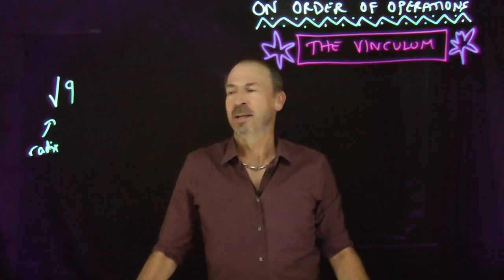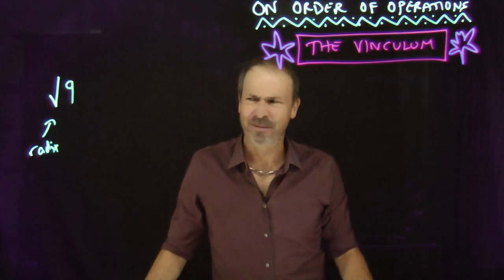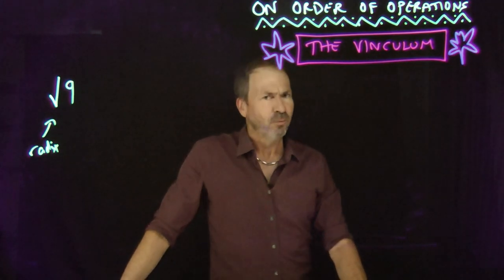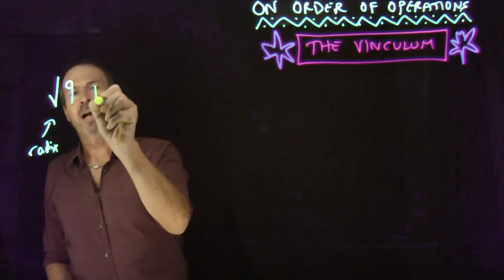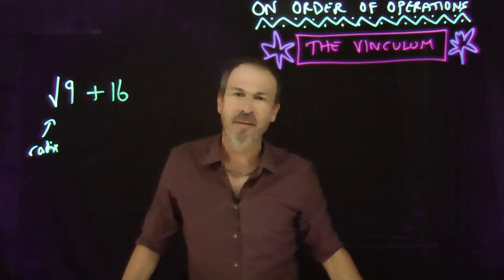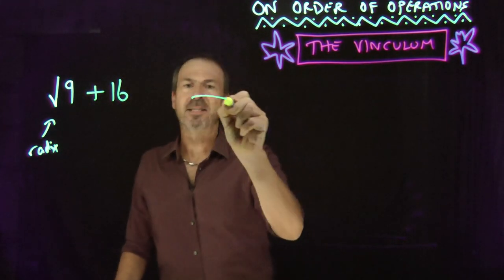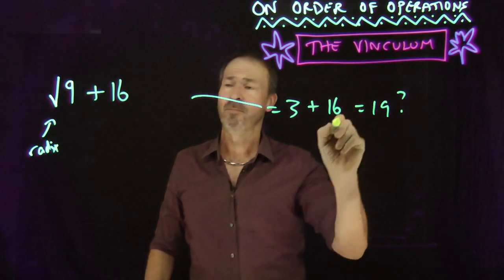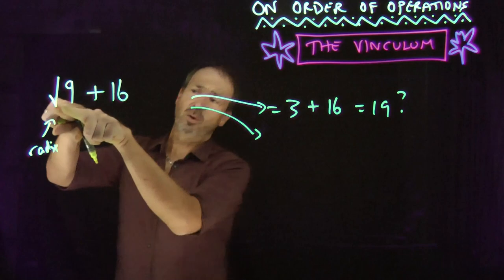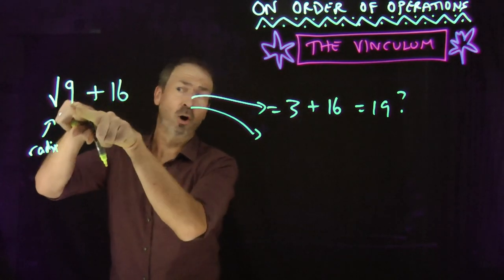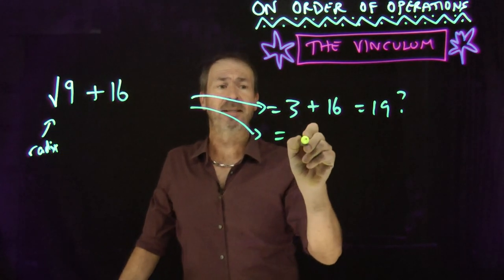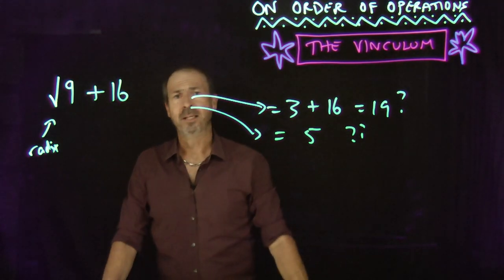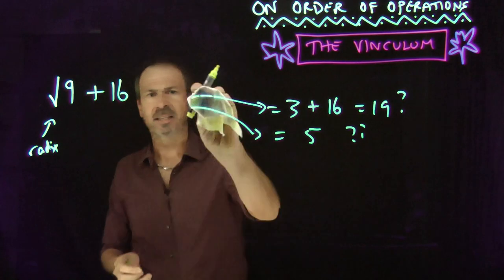Okay, but the thing is, you don't normally see the check mark all by itself. That's not the square root symbol, James Tanton. What's going on? Well, actually, here's the reason. Because if I wrote radix 9 plus 16, now we have some confusion. Does that mean the square root of 9, which is 3, plus 16 to get me the answer 19? Or does it mean the square root of 9 plus 16, the square root of 25, and the square root of 25 is 5? Does it mean that? There's ambiguity there.